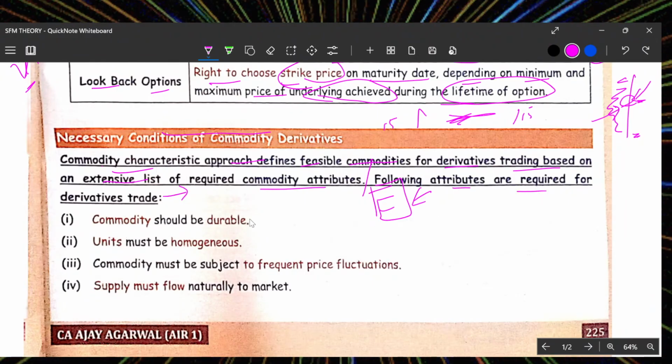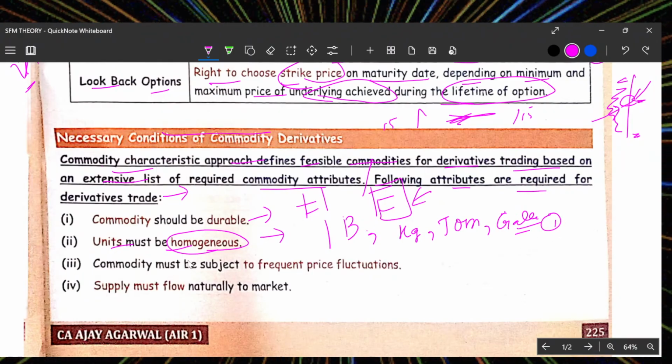Commodity should be durable. It has to have a lifetime. Units must be homogeneous. Whatever the trade means, like barrel to barrel, kg to kg, tonnage to tonnage, weight, liters to gallon, in such a way, in this unit only you can do this trading.